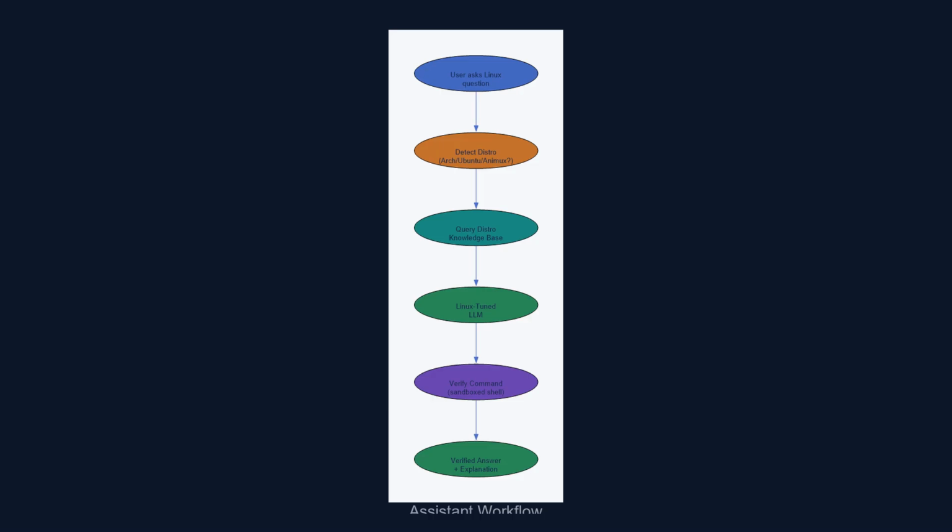The final output includes both the verified answer and an explanation of why it works, because a user who understands the answer can adapt it when the next problem is slightly different. This verification loop is what makes the troubleshooting success rate meaningful. The model isn't just generating plausible sounding commands, it's generating commands that have been checked.